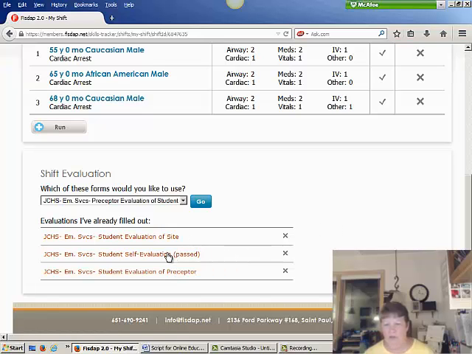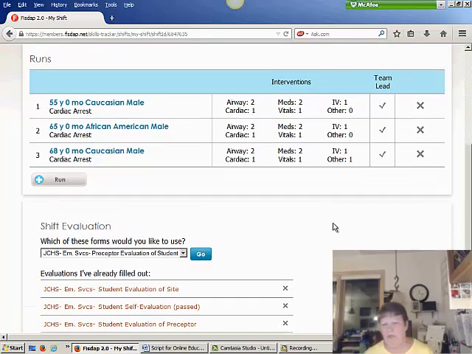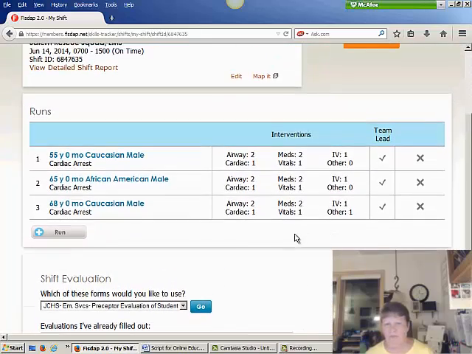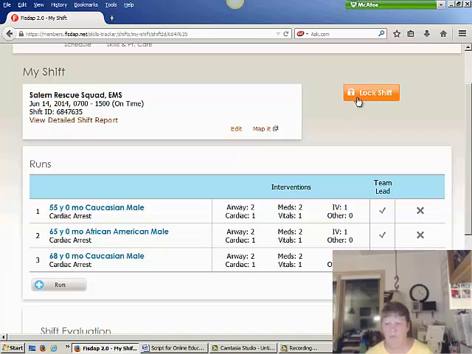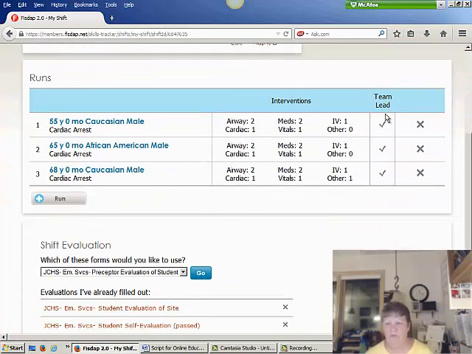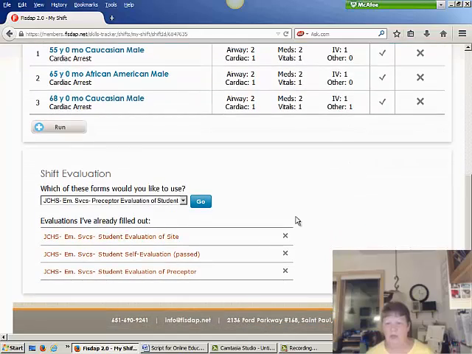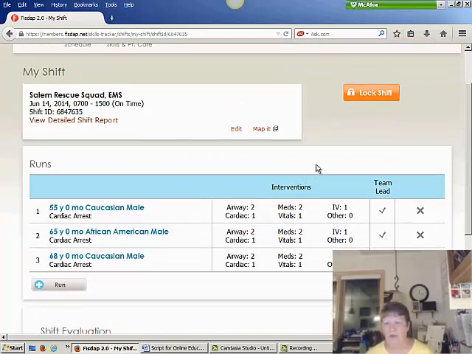One for the preceptor, one for the site, one for the self-eval. And up here is where I want to show you if this is locked. Once it's locked, if it needs to be unlocked for any editing or evals put in or anything, then they have to contact me as the administrator.